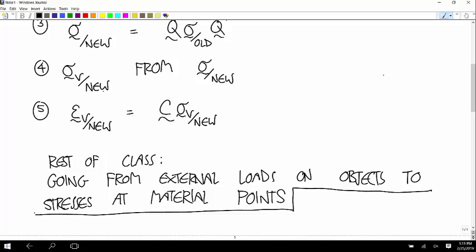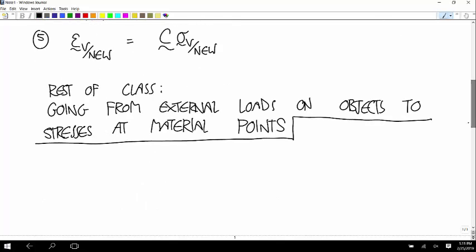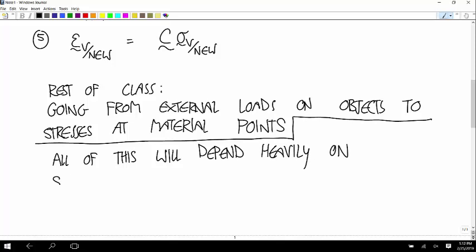For the most part, all of this is going to be based on one really important principle called St. Venant's principle. So all of this will depend heavily on St. Venant's principle. St. Venant is a person. This is the other kind of principle, not like principal stress. This is like an idea principle.